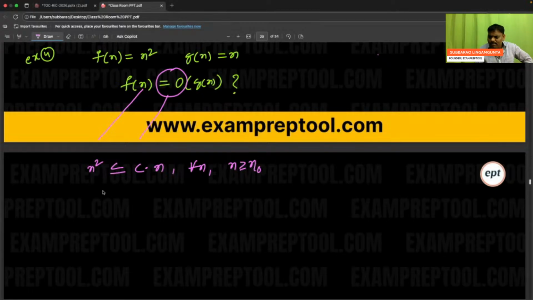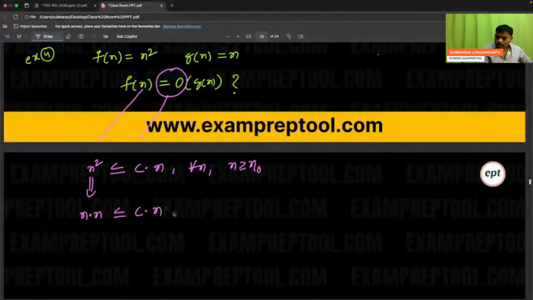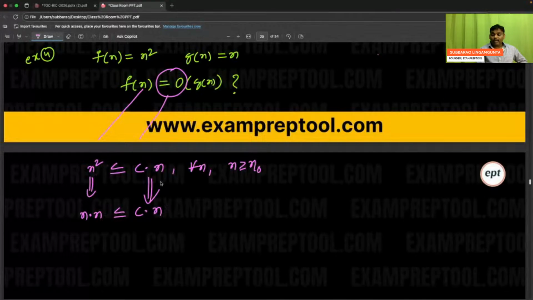I think some people are asking, sir, is it possible? Actually, left is n square, right is n. How is it possible? Let's check. So n square can be written as n into n, less than or equal to some c into n. Remember, comparing left and right, the right should be more or equal. We have to prove that comparing left and right, the right will be more or equal.